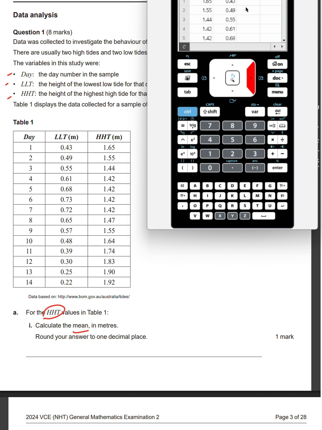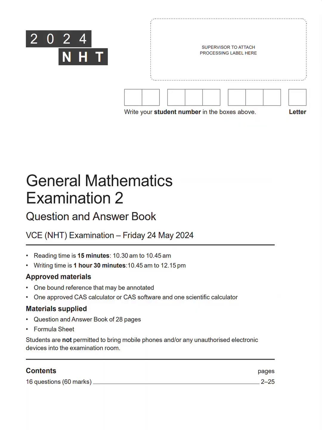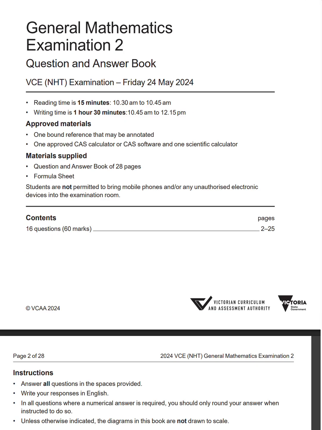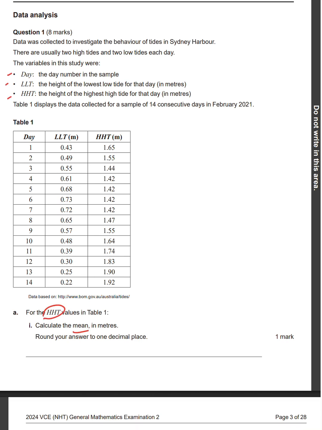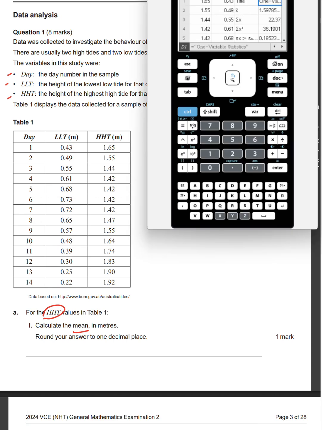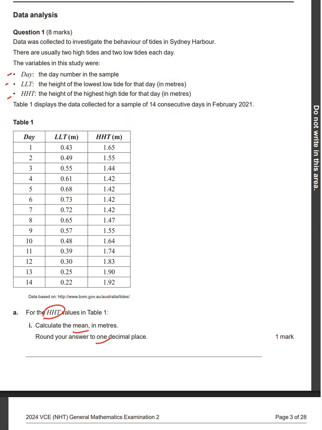So here we go. We've got our data already inputted. So we've got menu 411. We've got one list. Our data that we're looking for is HHT. The data that we're looking for is our mean, which we know is by the X with a line on top, and it's one decimal place, so that is 1.6.